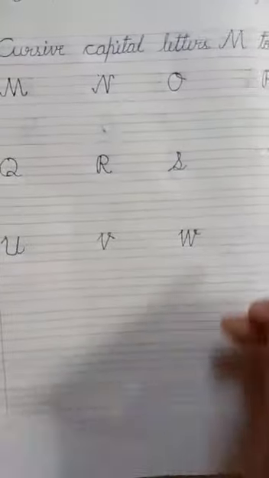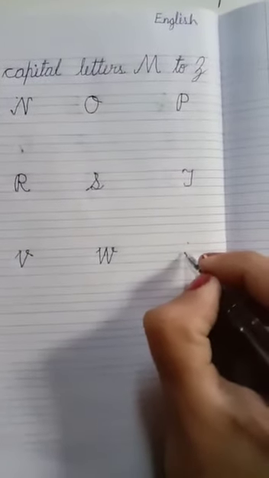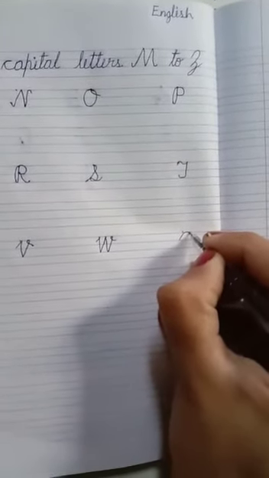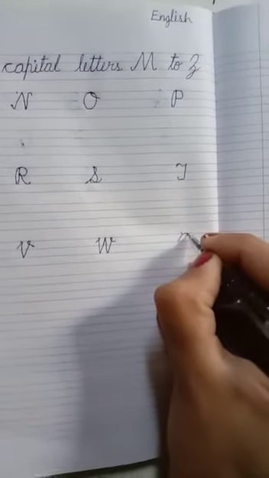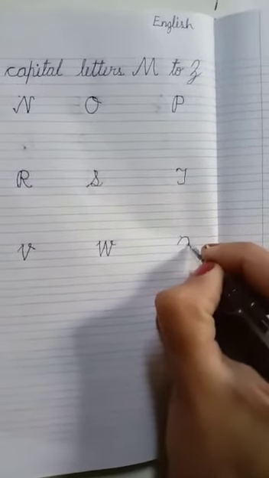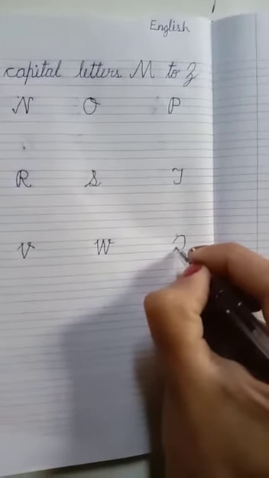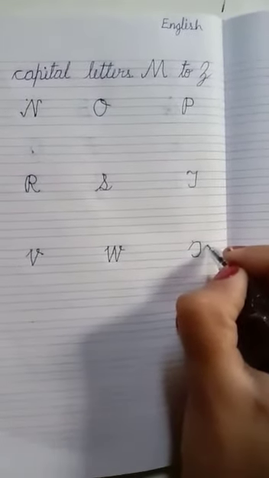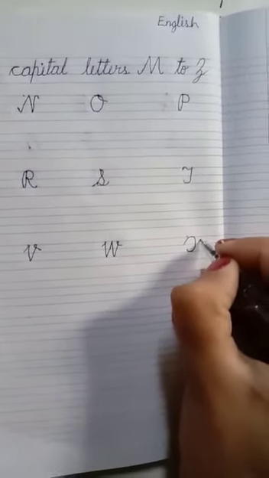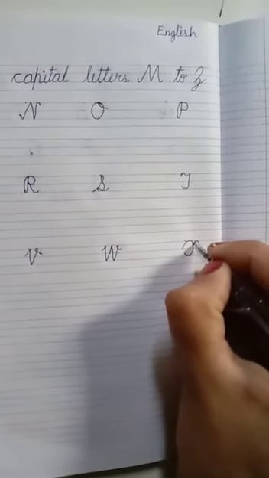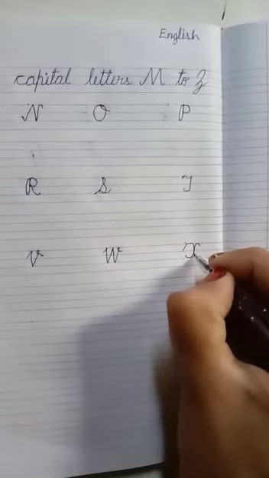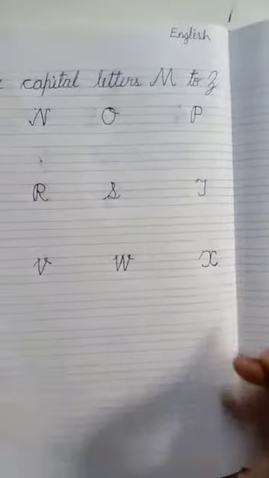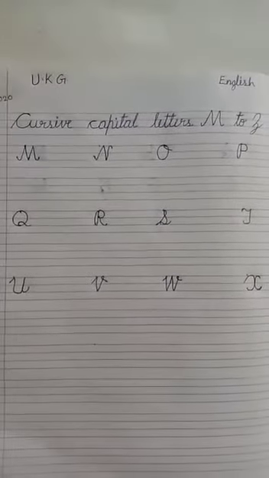X starting on the second line like this. We go on the top line and curving down, take a left curve like this. Okay, again we will go on the top line with a little curve. We are moving down, go on the third line and take a right curve like this. Okay, X.